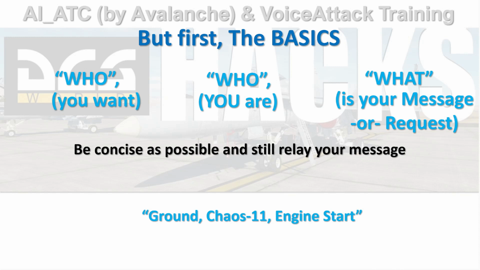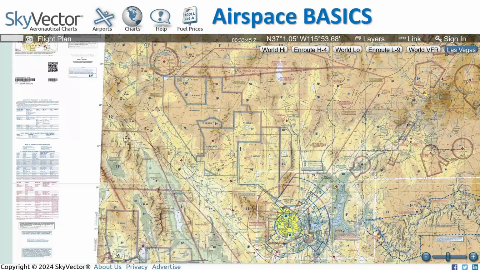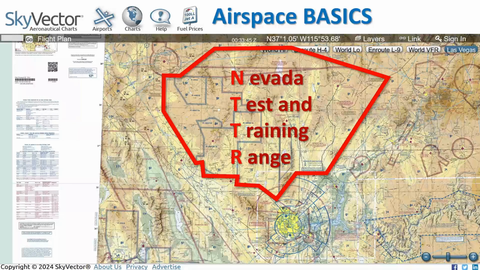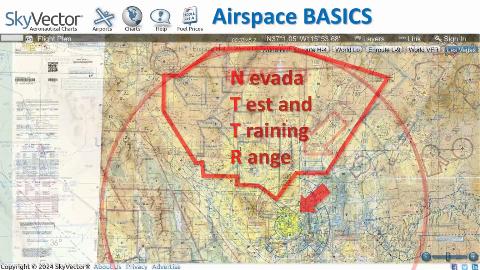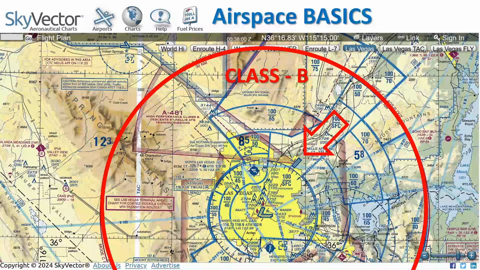All right? But before we go on with the radio stuff, let's do a little primer on Airspace Basics. The NTTR, or the Nevada Test and Training Range, is north of Nellis, which is in the northeast corner of the Las Vegas Class Bravo airspace. Okay, Class Bravo airspace typically have international airports, things like that. It's heavily controlled. There's lots of equipment required.